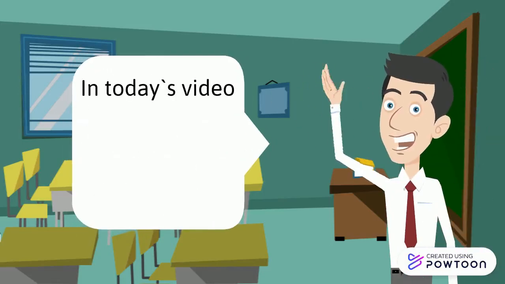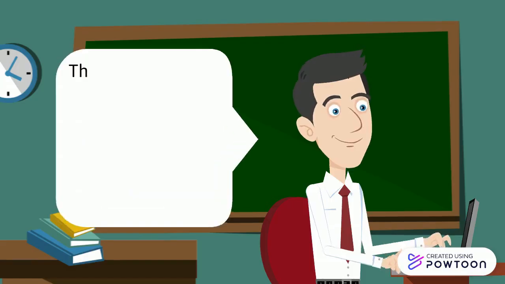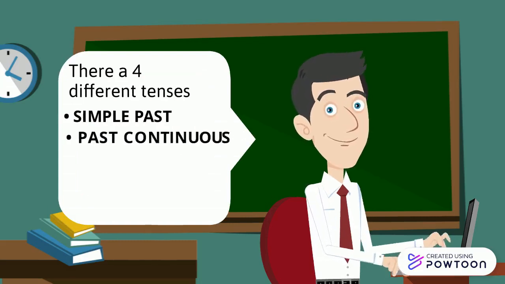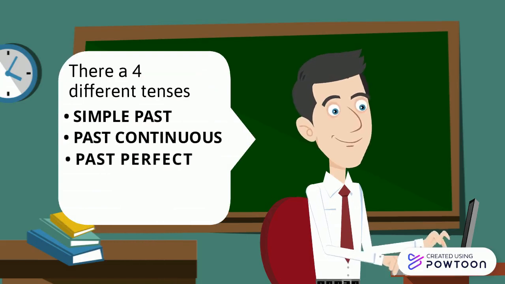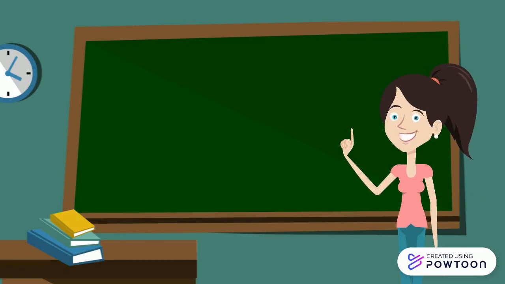In today's video, we are going to explain the past times. When we want to talk about the past, there are four different tenses we can use: simple past, past continuous, past perfect, and past perfect continuous. We are going to start with the simple past.